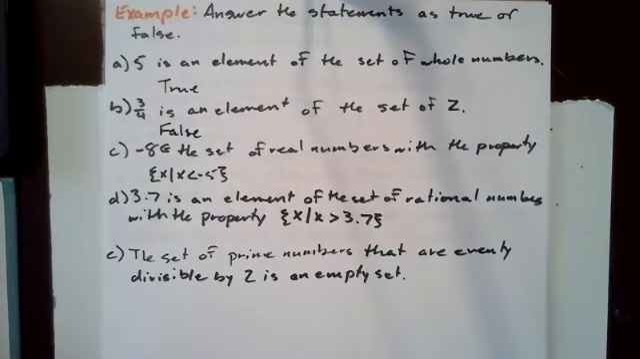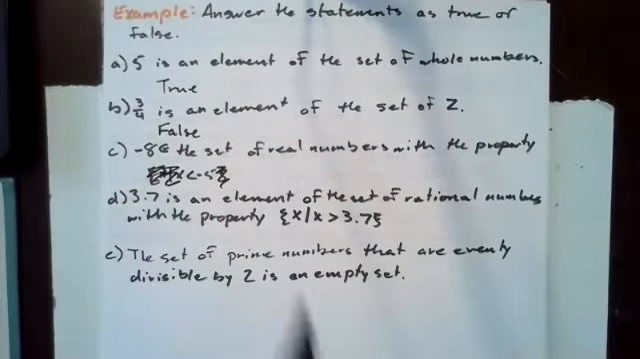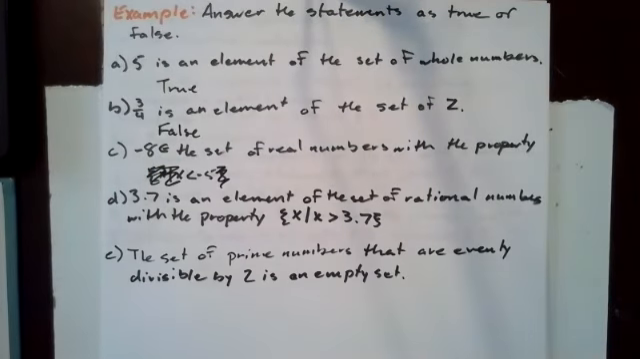This third one, -8 is a member of the set of real numbers with the property that x is less than or equal to -5. Well, -8 is less than or equal to -5. It's less than -5. So it is in, and it's in the set of real numbers. So this is correct. This is true.